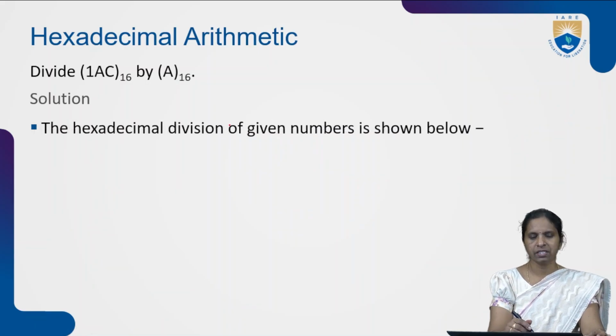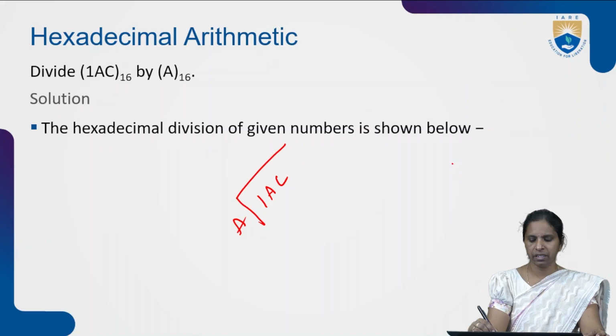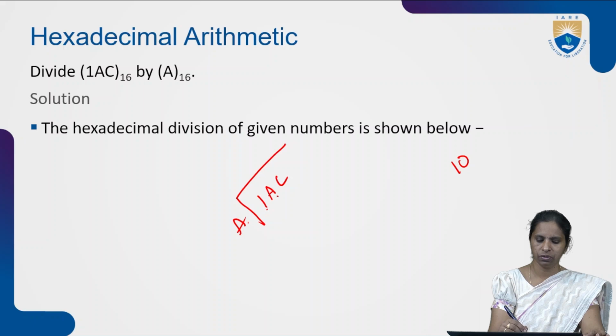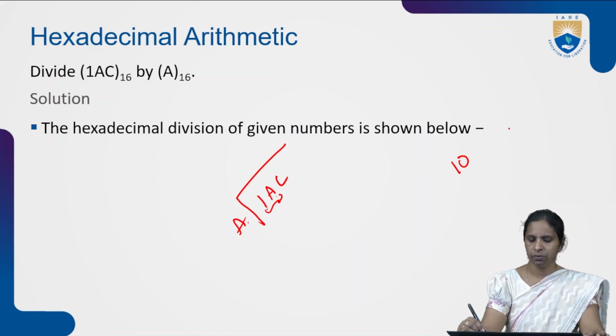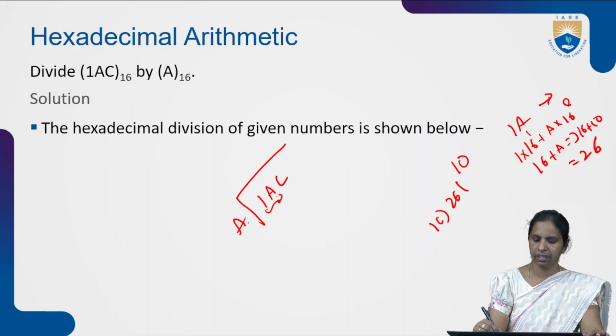And similarly, for the next problem, you have to perform the division operation. You have to divide 1AC by A. And what is A? Nothing but 10. So how do you perform the division operation here? This one alone cannot go. Therefore, you have to take 2 digits. What is 1A in the decimal number system? The exponent form is 1 into 16 power 1 plus A into 16 power 0, which is 16 plus A, which is 16 plus 10, equal to 26. So 26 divided by A, where A is 10 here. So 10 twos are 20 and the remainder is 6.